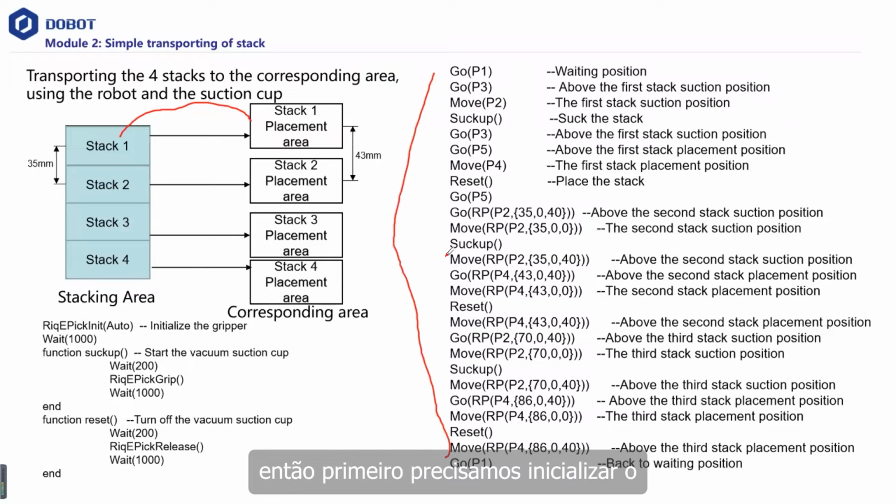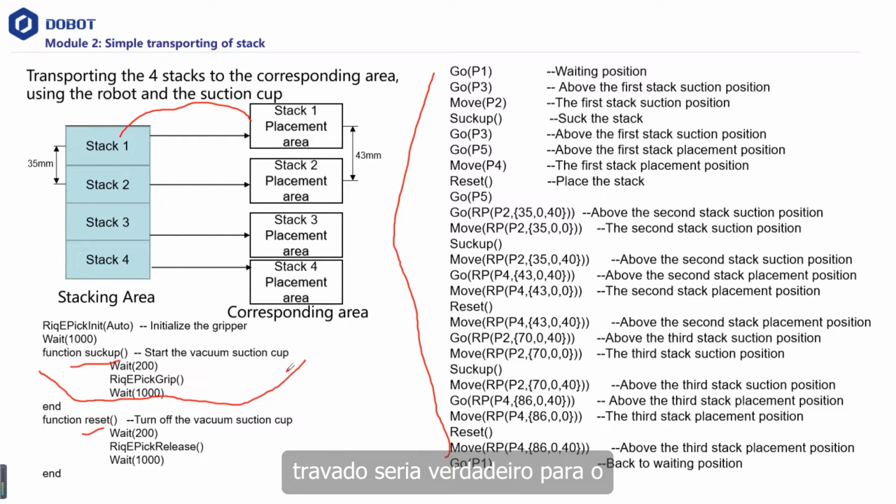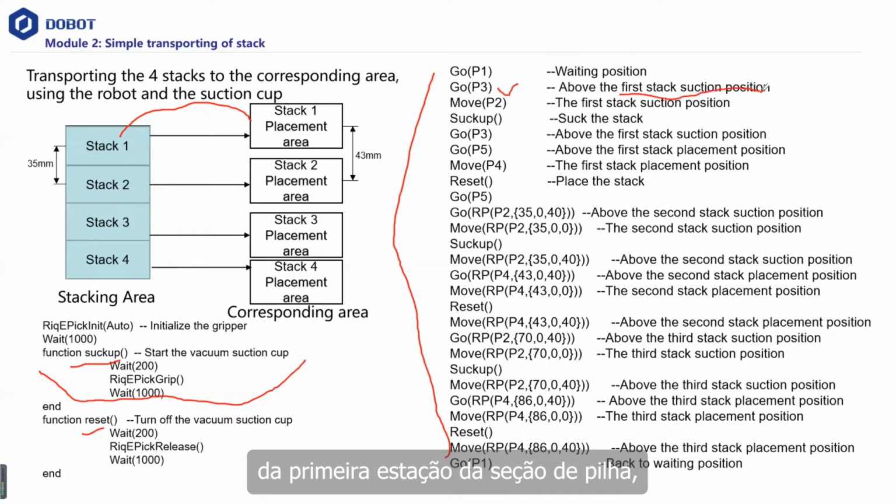So first we need to initialize the grabber, and then we write functions for suck up and reset. Suck up is for the vacuum to work, and reset means to release. So we write these two functions, and we can call them in the main program. First we go to the waiting position, and this is the point. P3 is the point above the first stack suction position. So then all is ready.